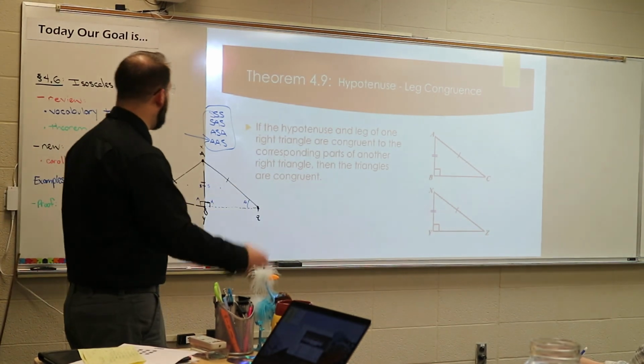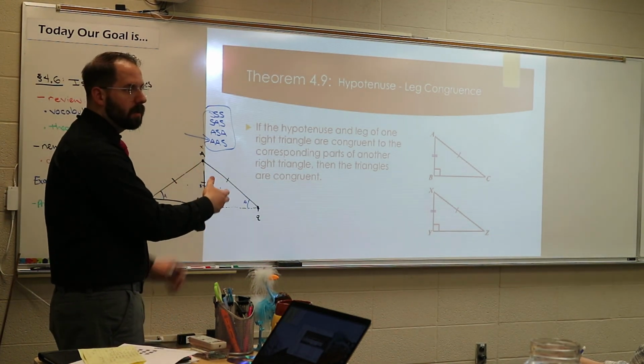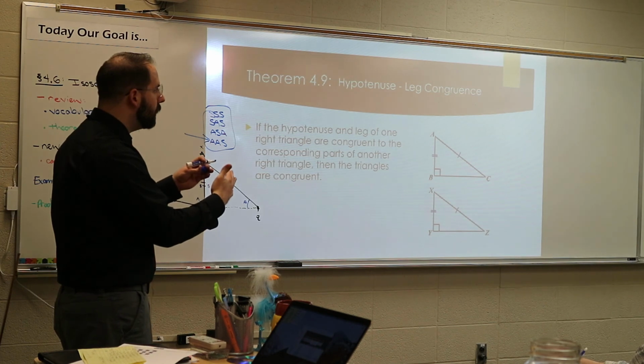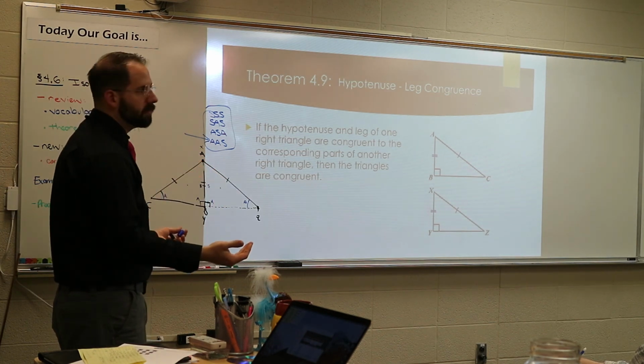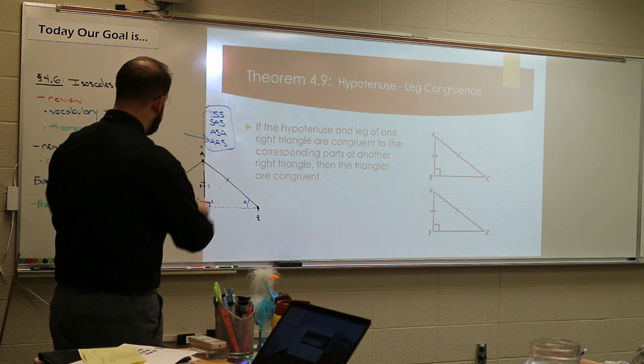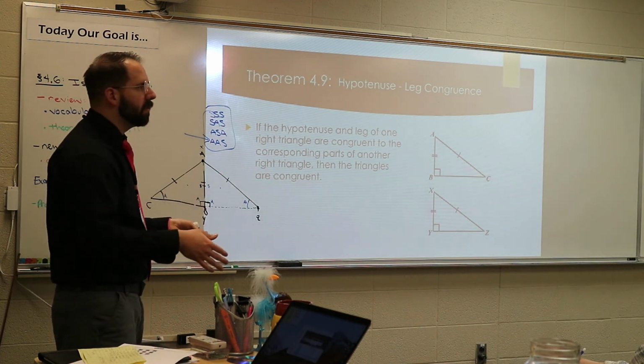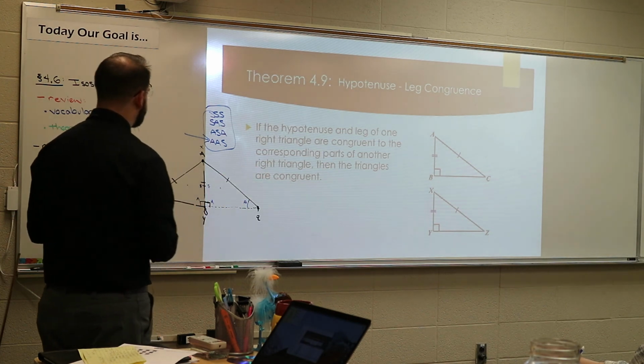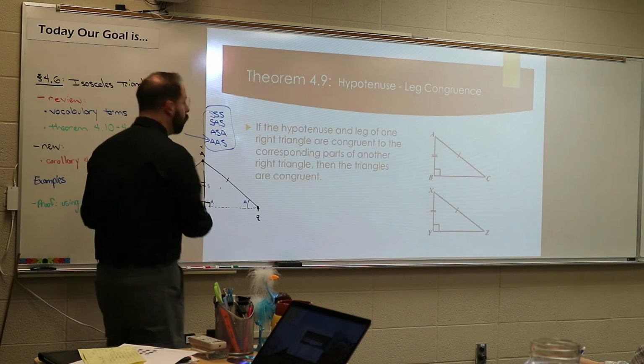So do you see why I needed theorem 4.10 now? Because without the isosceles triangle idea, I would never know that those two angles in the corners, angle C and angle Z, were the same angle without seeing it as an isosceles triangle. So I just thought that was kind of a cool proof.